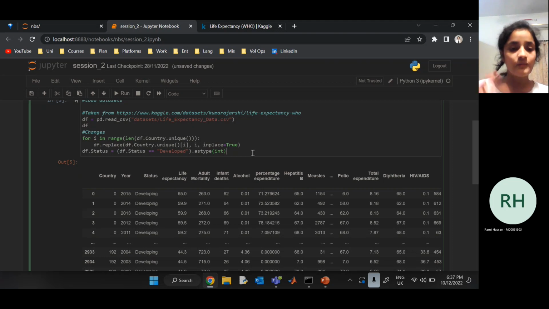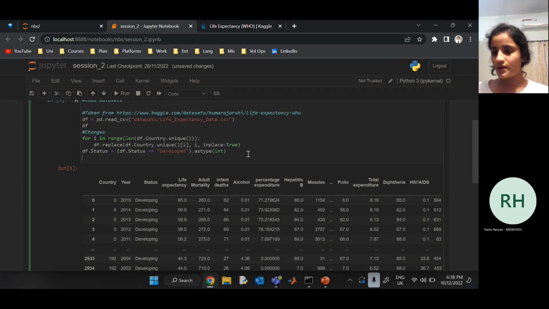Okay? So we've made 2 changes so far. We've gone through each unique value in the country column, and we've changed it to its corresponding index in that unique value list. The second step we did is we changed developing and developed in the status. We used this new syntax that you've seen to make it ones and zeros, based on this condition. So 2 changes have been done. Now there's one more change to make.